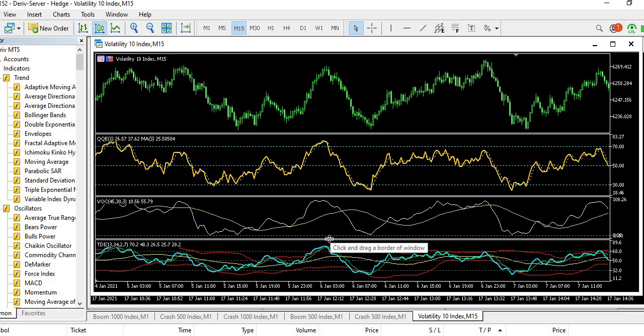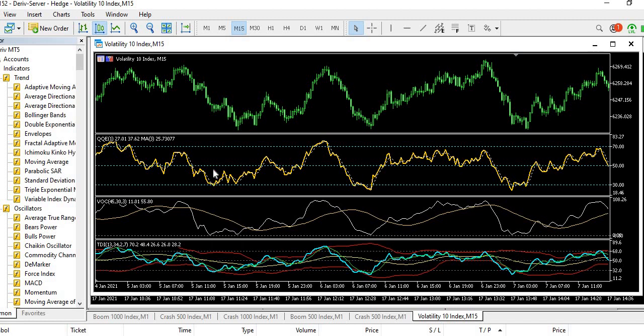For example, your entry points should be: first, if these crossings happen. Every time there is a crossing, it is your first point of entry. Your second point of entry can be when it touches and then retraces back. Okay, so good points are here. But you have to confirm with these other indicators. It's not just that when it has touched, you come and enter immediately, okay?